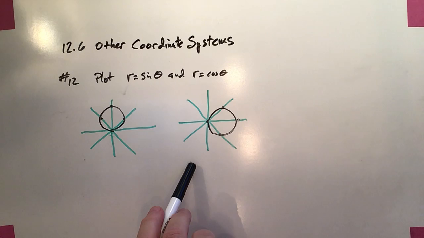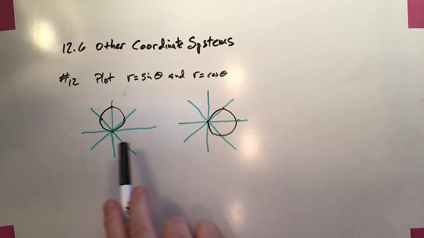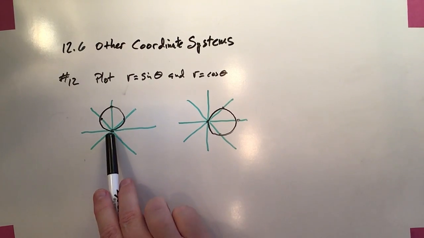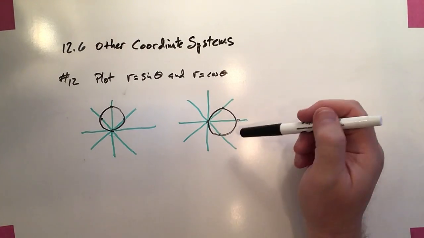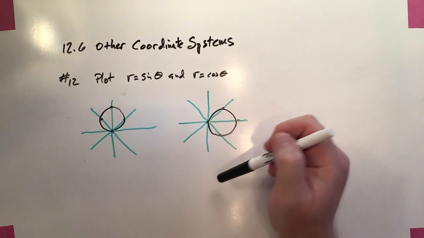They both form circles that are tangent to the origin, but their orientation is different. The sine forms a vertically oriented circle, and the cosine forms a horizontally oriented circle.